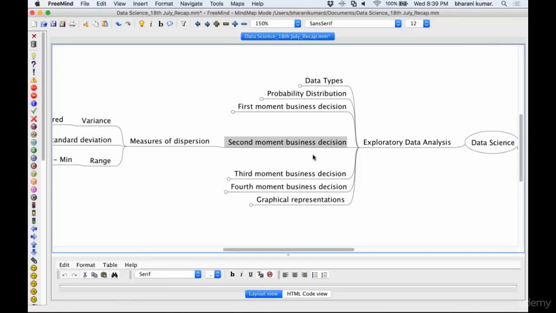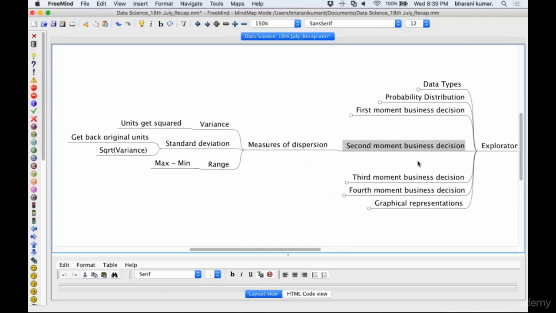Then we need to calculate the second moment business decision, which is also called measures of dispersion. As part of this, we have three measures. Variance. Variance gets influenced by the units because the units get squared because of the very nature of the formula that is used to calculate variance. Hence, we resort to standard deviation, which is all about taking the square root of variance, and you get back your original units. And we have another measure which is called range, which is maximum value minus minimum value.